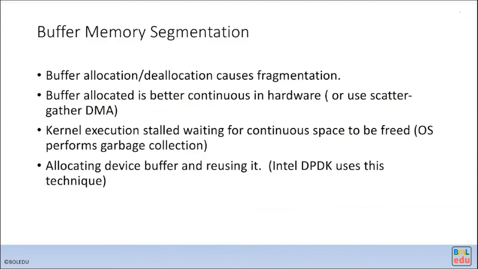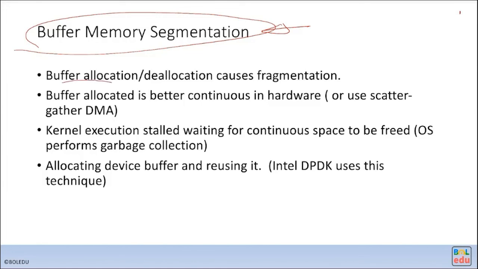Another issue is buffer memory segmentation. That's very much a system issue. We all know that the OS and system memory, due to many processes allocating system memory, the buffer allocation will create memory fragmentation. But to efficiently transfer data to the kernel function, it's better to use a big chunk, a continuous buffer.